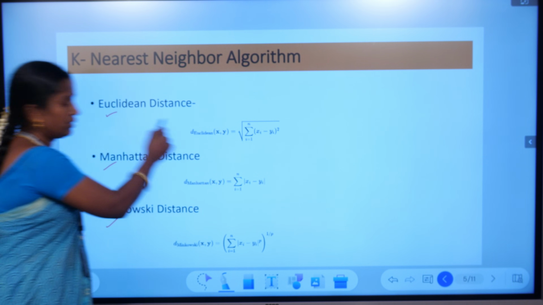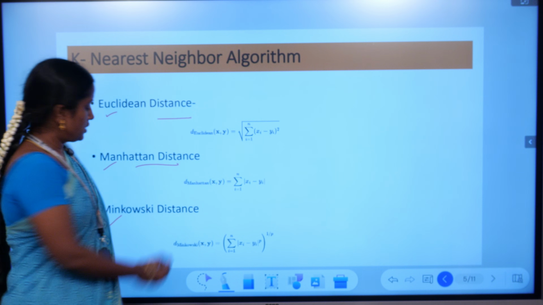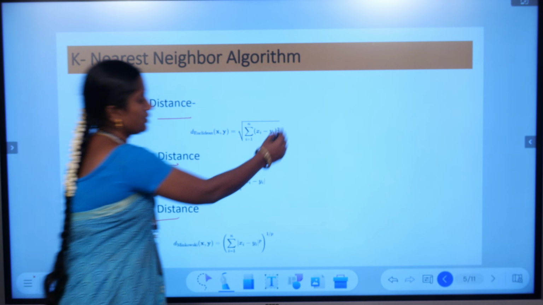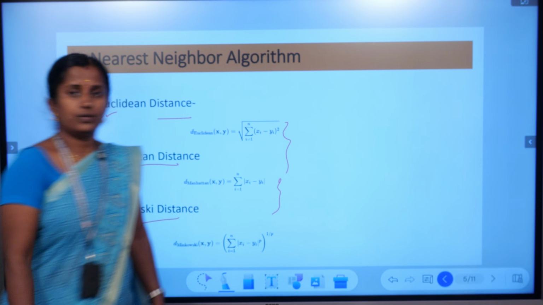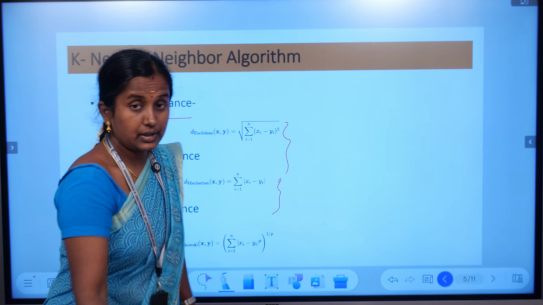We can go for any of these distance metrics: Euclidean distance, Manhattan distance, or Minkowski distance. These are the equations we have used to solve for the testing data.